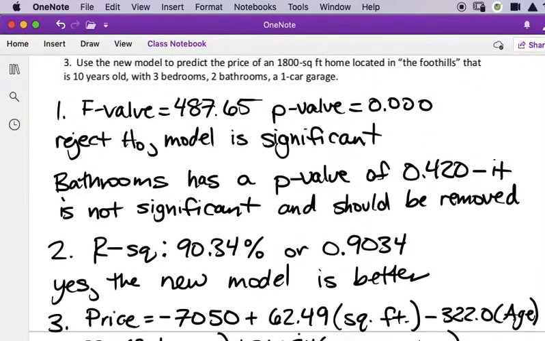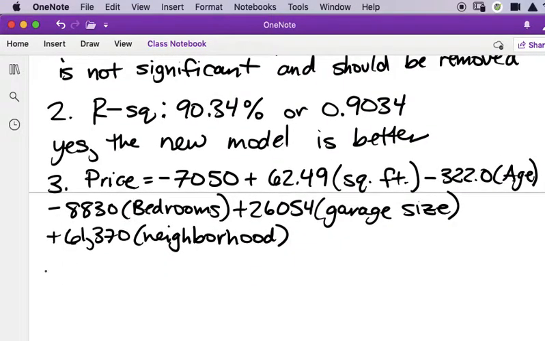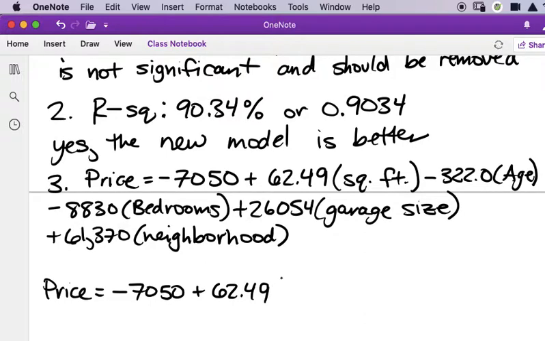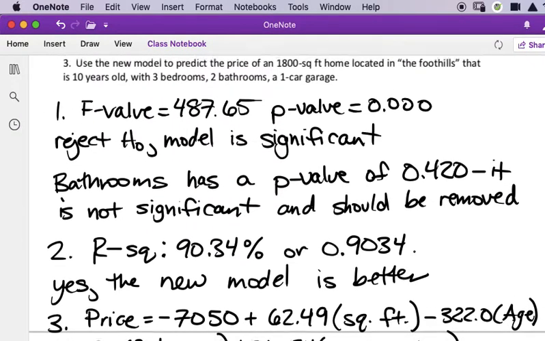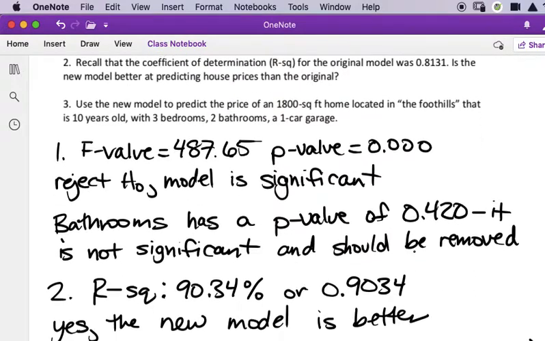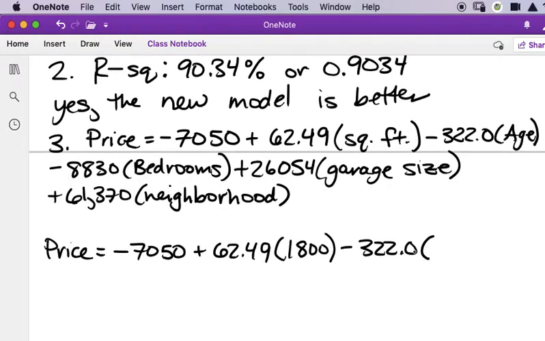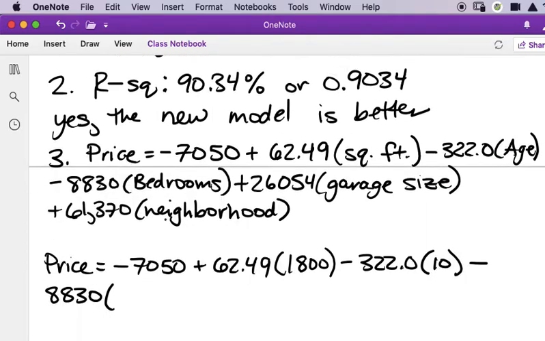So what I'm plugging in here is 1,800 for square feet. So this is going to be price equals negative 7,050 plus 6,249 times 1,800 for square feet, minus 322 times age, which is 10. Yep, the house is 10 years old. Minus 8,830 times number of bedrooms, which was 3.